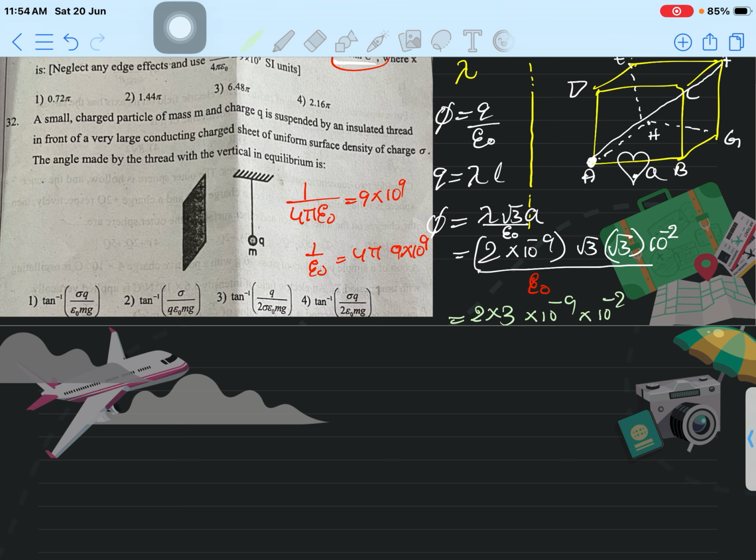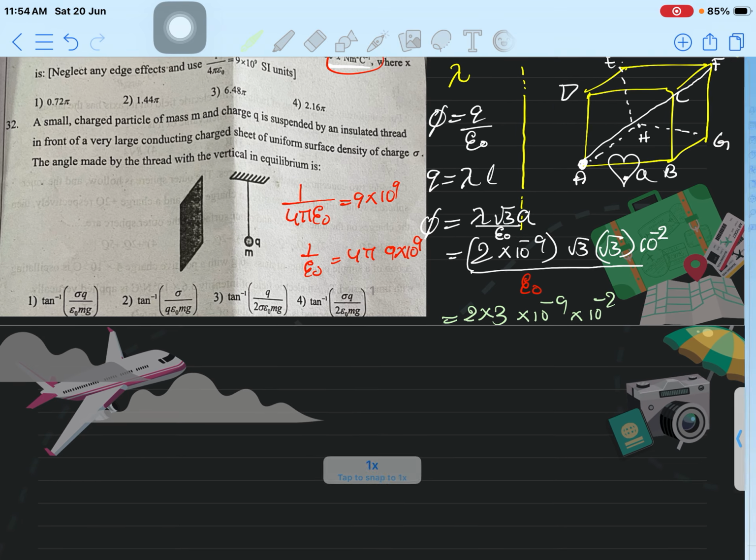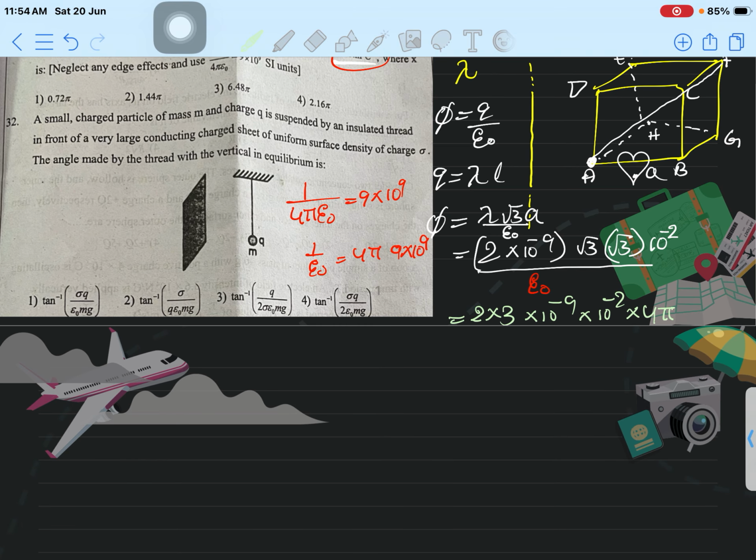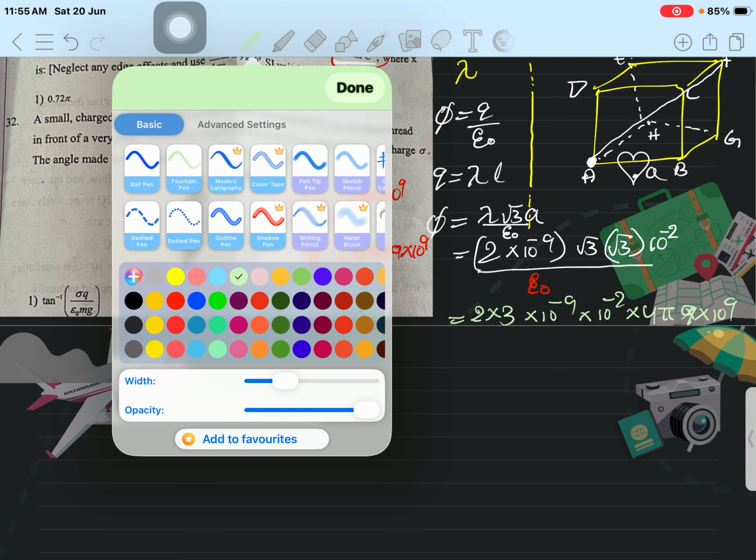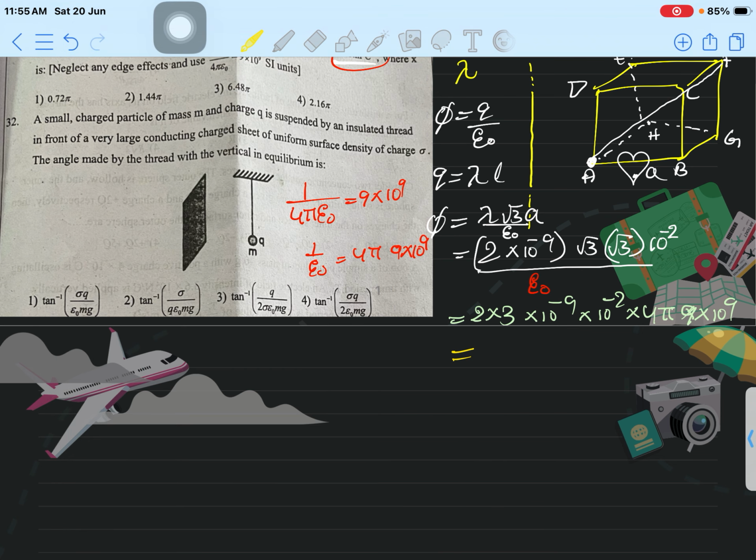Now the 1 by epsilon naught value, which is 4 pi, 10 power 9 into 10 power 9. Okay, now let us solve this. It will become 2 into 3 is 6, and 6 into 4 into 9, it is there. Okay, and 1 pi is also there. Now multiply 10 power 9, 10 power minus 9 gets cancelled with 1, and 10 power minus 2 into 10 power minus 2 is there.